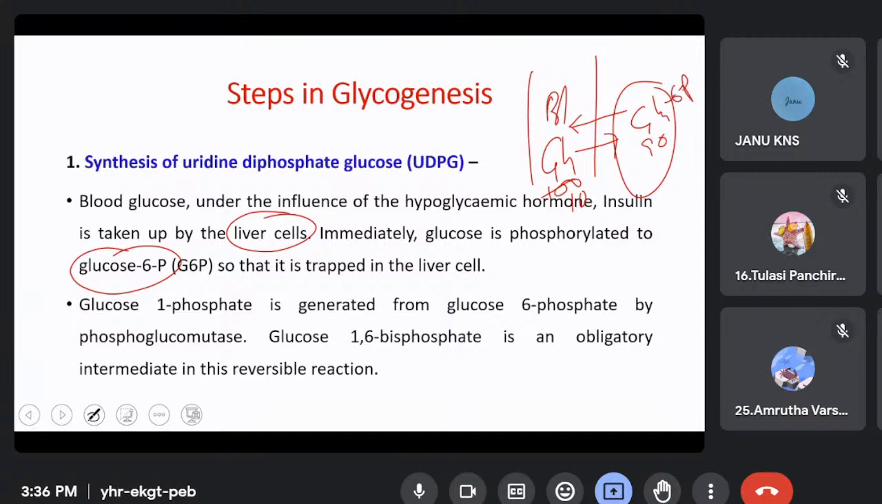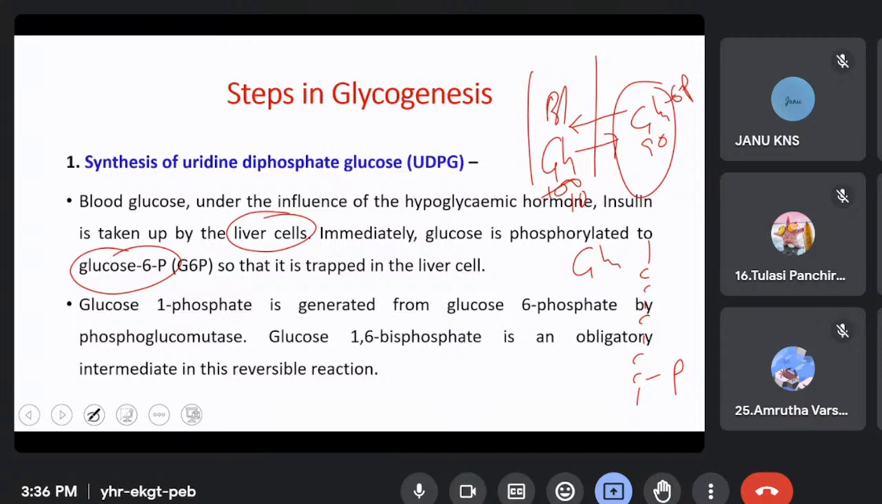How come it is possible? So glucose is a 6-carbon compound, and to the 6th carbon, phosphate is added. So what happens now? Glucose is converted into glucose 6-phosphate.